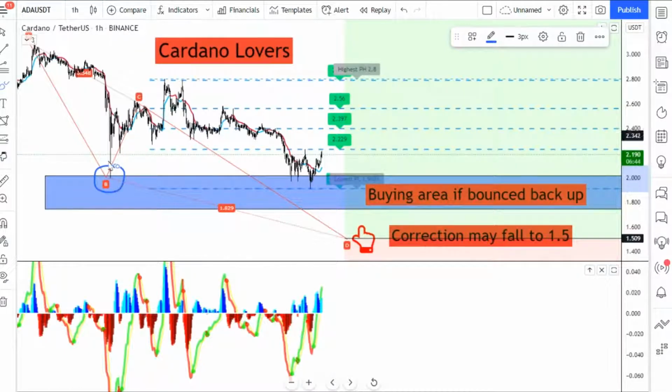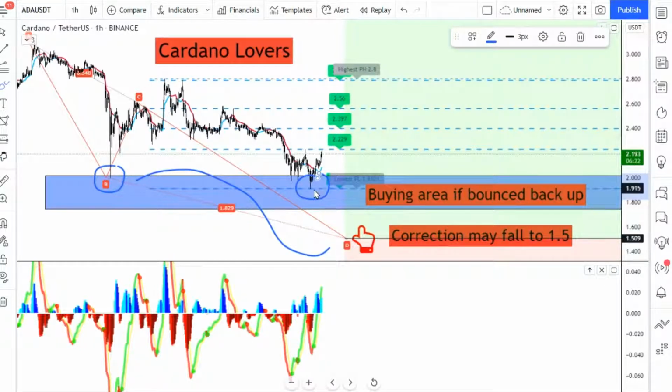If you notice the low in the ETH, we did come much lower below this one in the ETH and the Bitcoin. But Cardano, we only came to the same point. I kept this in mind when I made this analysis. I said the correction or the fall may only come to here. That's why I said buy an area if it bounces back up. Correction may fall to 1.5.